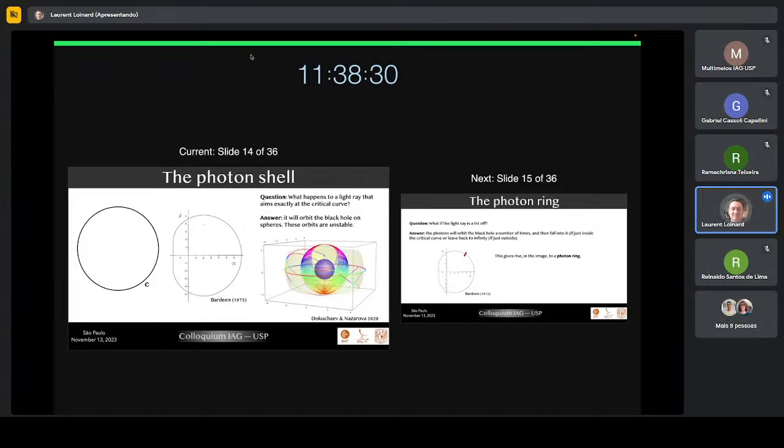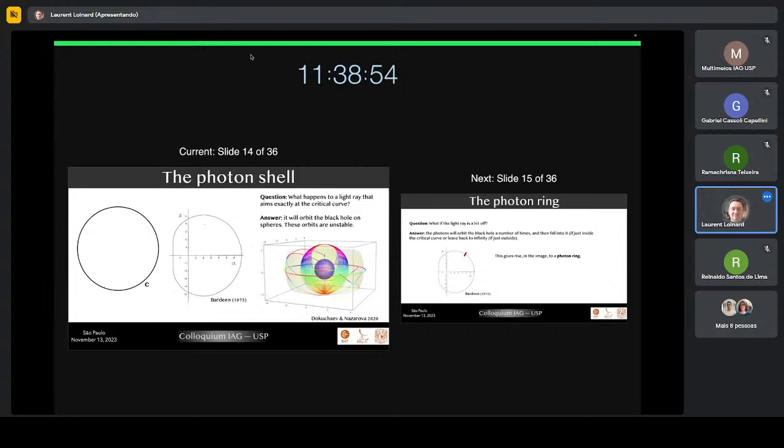So there are different radii, but it turns out that at any radius, the photon is going to stay on orbits that describe a sphere around the black hole. They are not circular orbits, they are kind of these complicated orbits like those that are drawn here. But they do stay at a constant radius on the surface of the sphere. So those photons are going to stay there forever.